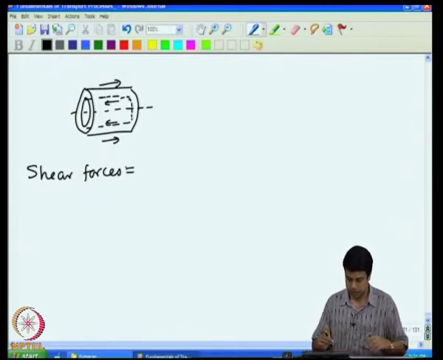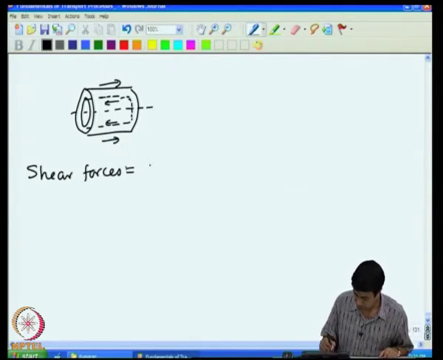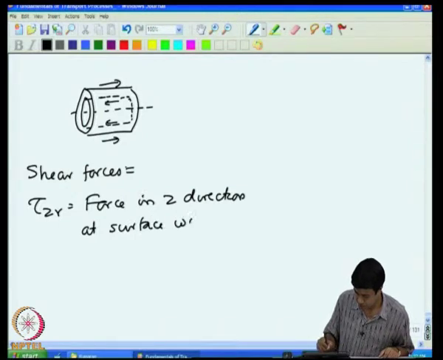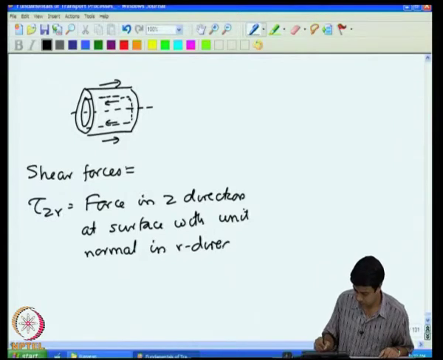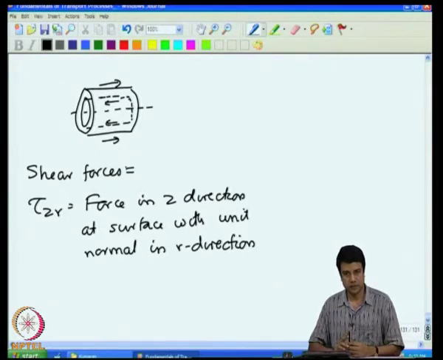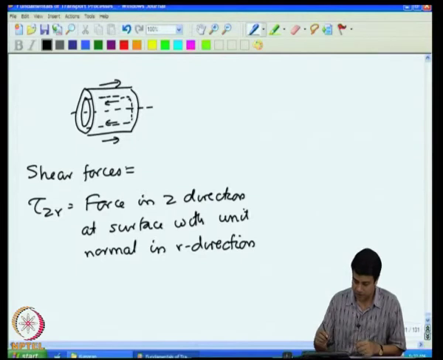Shear stress, I define tau z r as the force in z direction at a surface with unit normal in r direction. So, that is the component of the shear stress tau z r. I am writing a momentum balance equation for the z component of the momentum. Therefore, I have to consider the z component of the force, the force in the z direction.